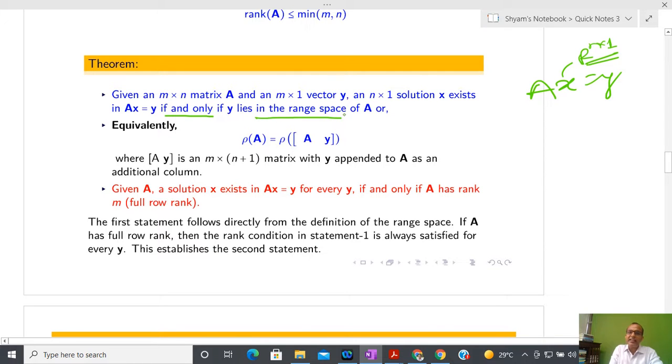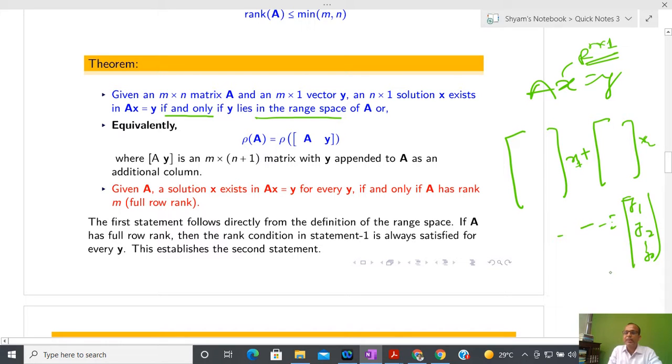So a solution only exists if I have column vectors, and whatever quantity I am going to multiply with the column vector. After adjusting all three, I will get y1, y2 up to yn. Due to that reason, I have written that given an M cross N matrix A and an M cross 1 matrix Y, an N cross 1 solution X exists if Ax equals Y if and only if Y lies in the range space of A. And we know how to define the range space. We have seen the definition.